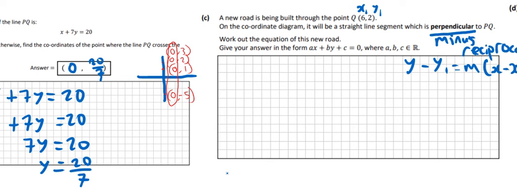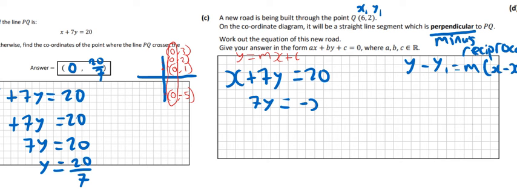So the line PQ is x plus 7y equals 20. Now we know that the slope of the new line is perpendicular to the slope of this line. So what we have to do first is calculate the slope of this line. So a couple of ways of doing it, but if you change around the equation so that it's in the form y equals mx plus c, then the slope will be the thing that's in front of the x. So let's just change around. So let's move over the x to the right hand side, or subtract x from both sides. So we get 7y equals, when you move over the x, it becomes a minus x or a minus 1x.